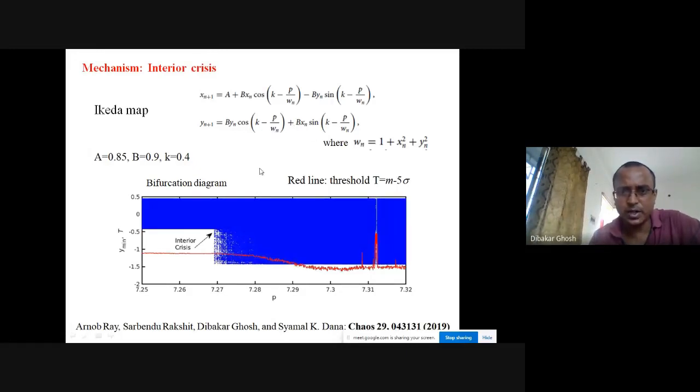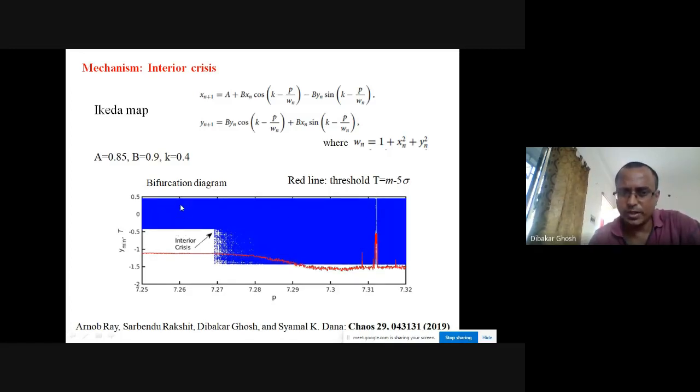For dynamical system study, if we have more parameters, we have to fix most of the parameters and vary 1 or 2 parameters which are important. So we choose P as the bifurcation parameter. In this bifurcation diagram, on the left hand side, P equal to 7.25 to 7.27 in this region, these regions are bounded chaos.